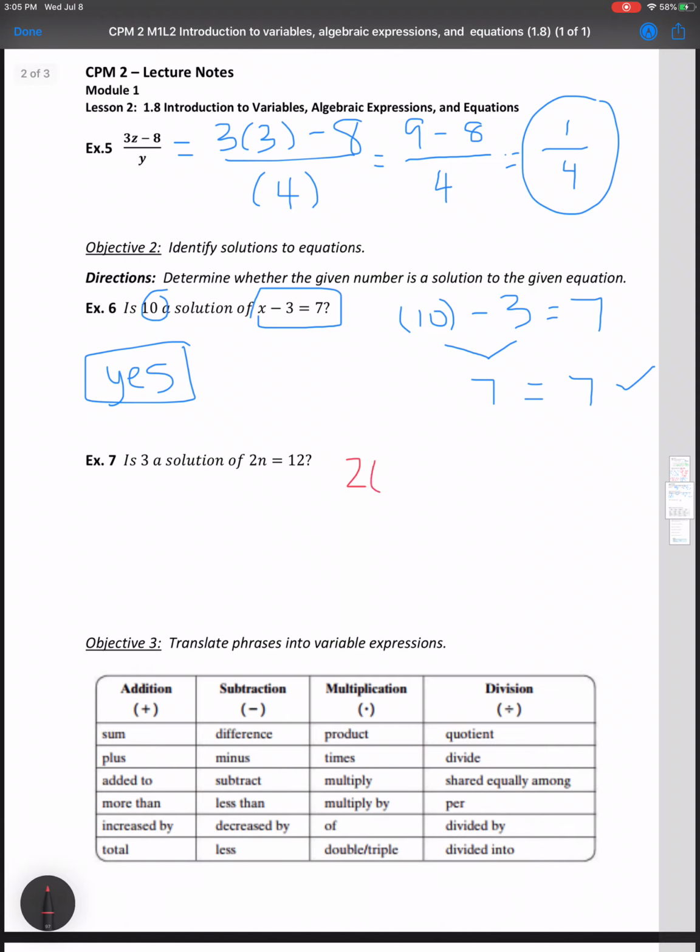So again, I'm going to go through, and every time I come to a letter, put parentheses. Instead of n, I'm plugging in 3, and then simplify each side of the equal sign. 2 times 3 is 6. Always bring down that equal sign. Notice there's nothing to simplify on the right side, so just bring it down. Does this statement make sense? Does 6 equal 12? No, it does not. So you would tell me no, 3 is not a solution of that equation. So just plug it in, see if it makes sense.